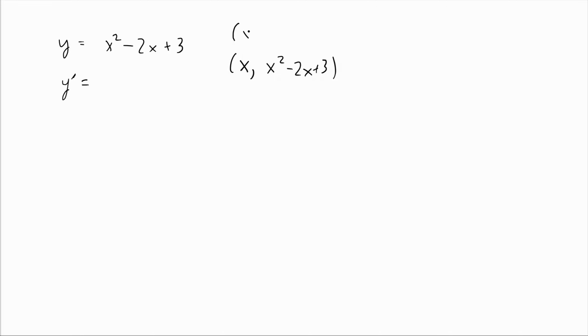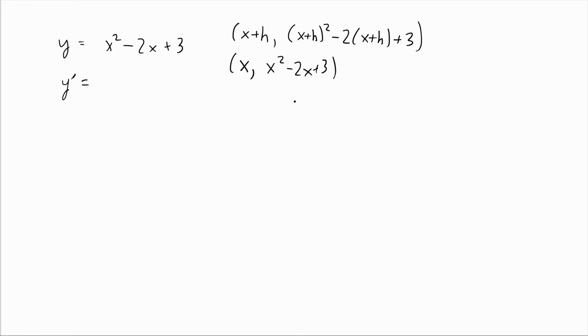We represent that by saying x plus h. This h could be a positive or negative number a little away from x. Then what do we do with this? What's the y value at that point? You plug x plus h into the variable x, all right? So that would be x plus h quantity squared minus 2 quantity x plus h plus 3. So we have a point and another point.